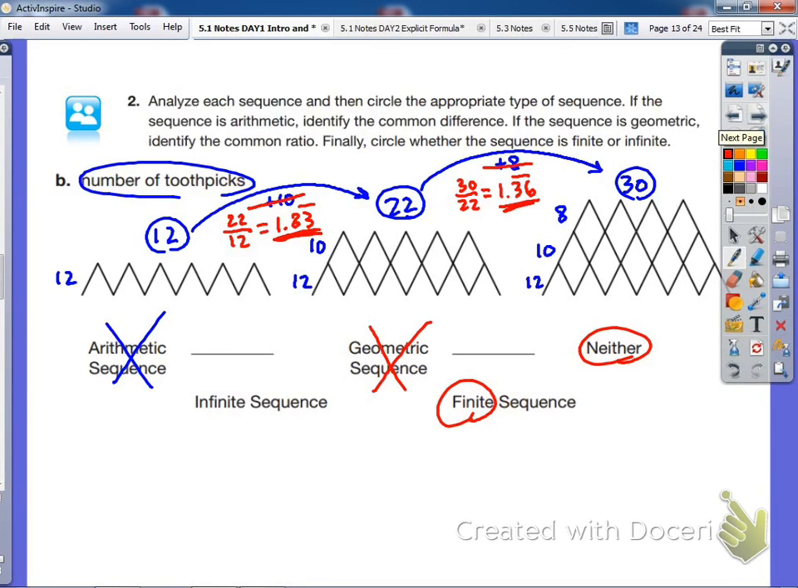Finite means it stops, right? Infinite means it goes forever. This particular problem could continue going for a few more rows, but it would have to stop.